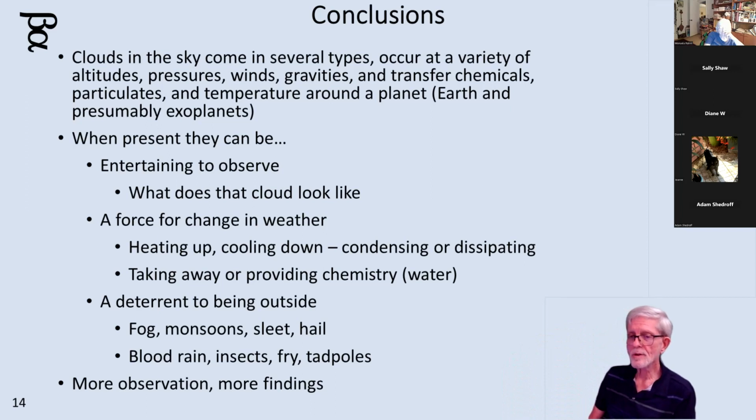Clouds are interesting to observe. You can look at a cloud and go, what does that look like? They are a force for weather changes, heating up, cooling down, and they can take water places. So if you have a desert area that receives 20 inches of rain, it can get all 20 inches of rain in a day, and then the rest of the year it's all dry because there's no cycle to build up the water vapor to create the rain again.